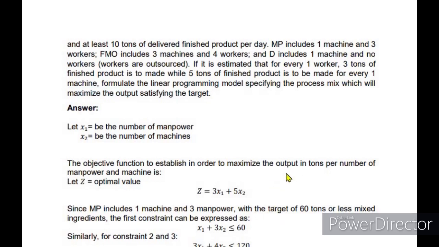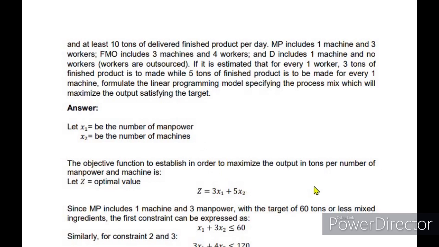The output in tons per number of manpower and machine: let z be the optimal value. This is the objective function. z is equal to 3x sub 1, because we are going to maximize 3 tons per number of manpower, plus 5x sub 2, because we are going to maximize 5 tons per number of machines.